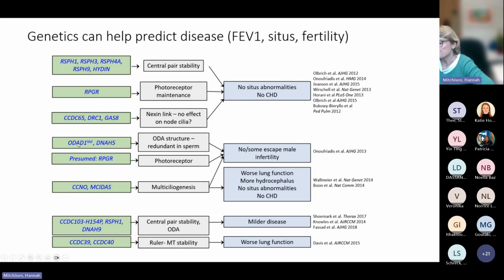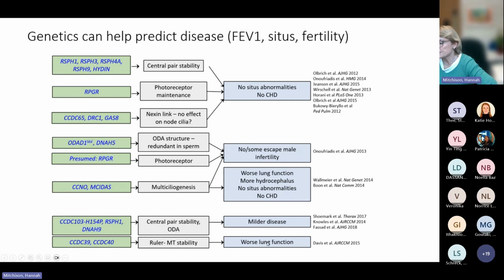There are a couple of genes that are associated with outer dynein arm defects, but there seems to be some redundancy in sperm because they escape or have no male infertility. And photoreceptor RPGR patients also no infertility noted, but that's low numbers. Multiciliogenesis patients, multiciliogenesis is not relevant for male sperm, so they're not going to have male infertility. They will have worse lung function, more hydrocephalus, but they will not have situs abnormalities because again they are multicilia genes, and the nodal cilia that determine our laterality are not multicilia, they're monocilia.